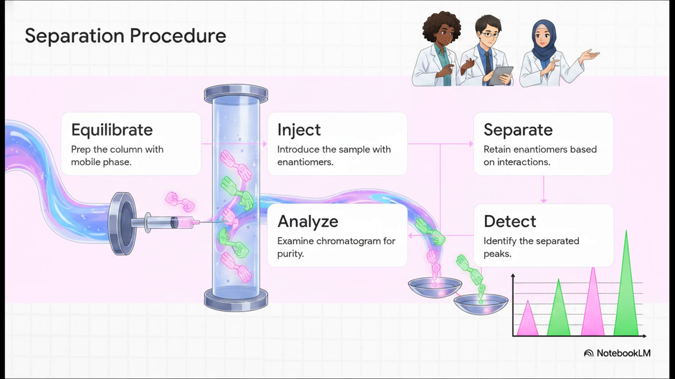As it travels, we let the CSP do its thing, selectively interacting with and retaining one enantiomer longer than the other. Finally, our detectors catch the separated molecules as they emerge, spitting them out as peaks on a chromatogram. From there, we meticulously analyze the data to calculate resolution and figure out the exact enantiomeric purity.